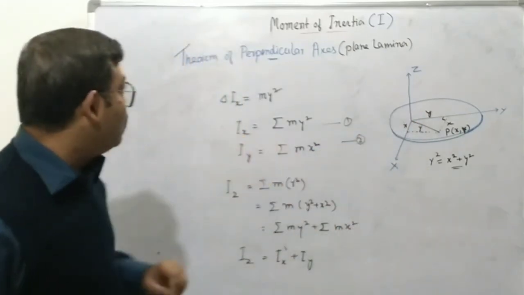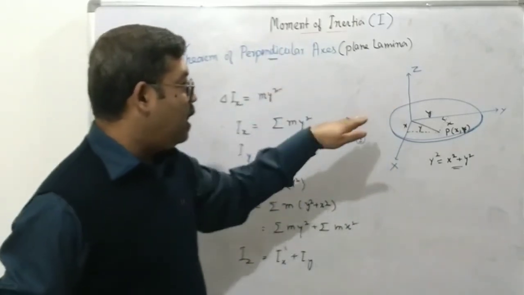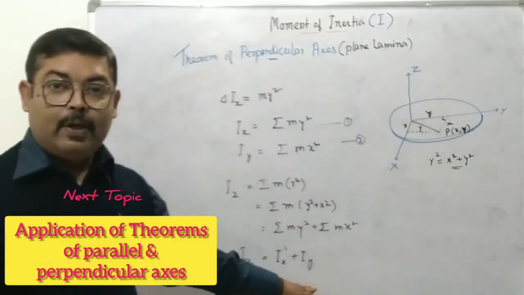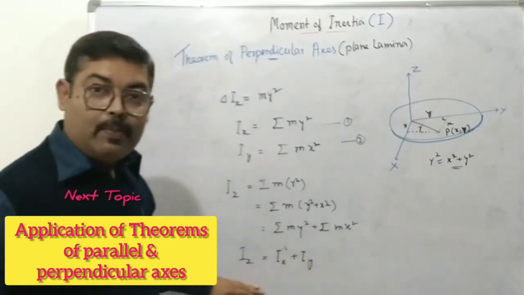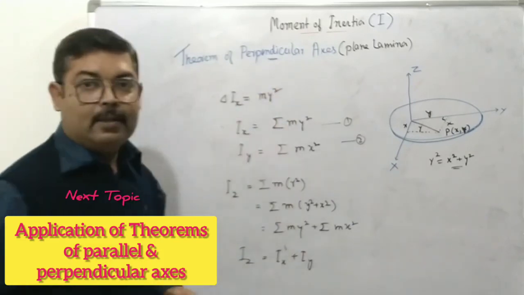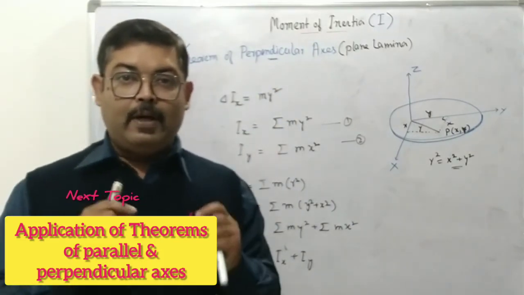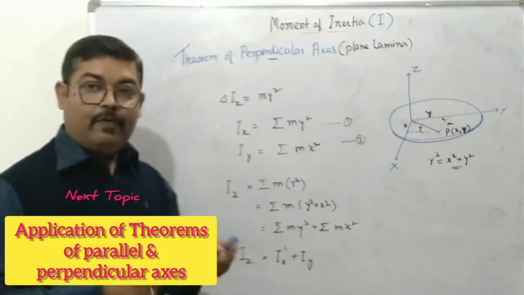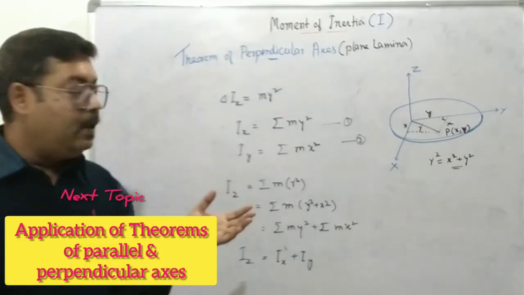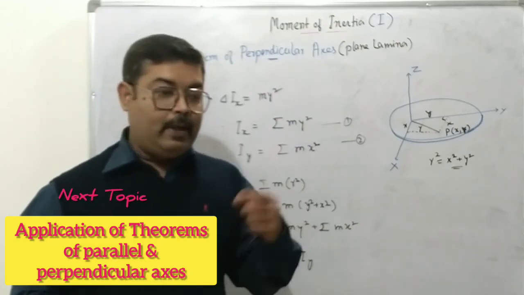So the moment of inertia of a plane lamina about an axis perpendicular to its plane will be equal to the sum of the moments of inertia of the same lamina about two axes which are mutually perpendicular, lying in the plane of the lamina, and which meet at the same point where the perpendicular axis meets the lamina. Since these are three mutually perpendicular axes, this expression gives a relationship between moments of inertia about three mutually perpendicular axes. That's why this is known as the theorem of perpendicular axis. These two theorems are going to be very important when we try to solve problems and find the moments of inertia of different bodies. That we will be doing next.